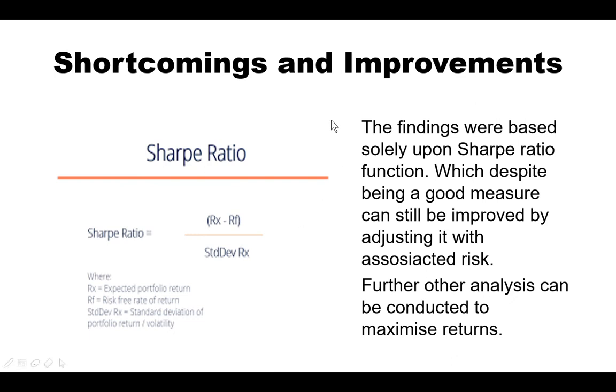And this model was based solely upon the Sharpe ratio, which is a good parameter, but it can be further improved by adjusting it with risk. So this can be one improvement, and the second can be using a different tool for conducting this analysis. And also we can conduct other kinds of analysis on these models too.